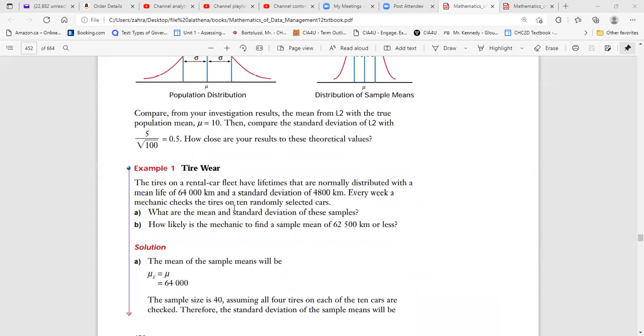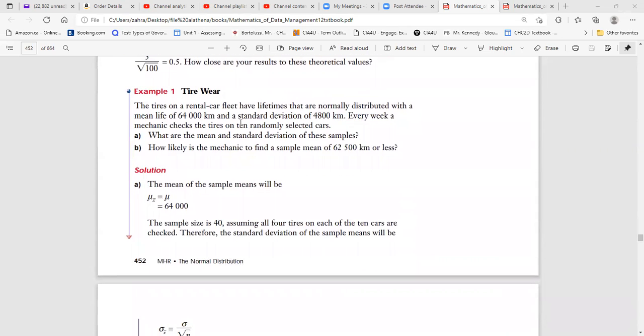The tires on a rental car fleet have lifetimes that are normally distributed with a mean life. This is the mu. So mu is that. And a standard deviation of 4,800 kilometers. Every week, a machine checks the tires on 10 randomly selected cars. So basically, you're repeatedly doing 10 trials, right?